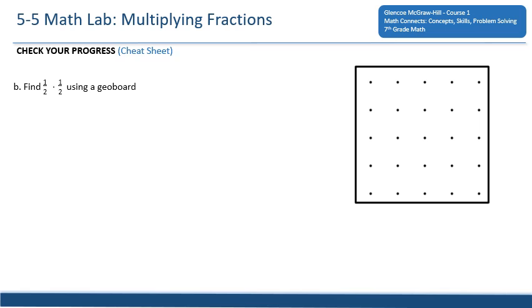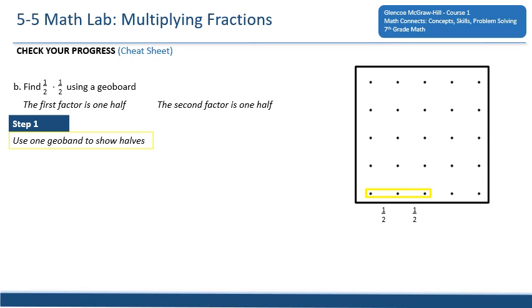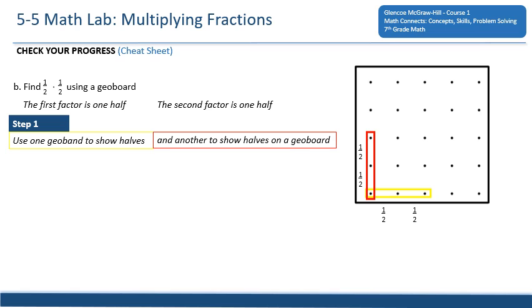Find 1/2 times 1/2 using a geoboard. The first factor is 1/2. The second factor is 1/2. Step 1, use one geoband to show halves. Notice there are 2 spaces; there are 3 pegs that the band goes around, but it encompasses 2 spaces. And then another to show halves. We're going to show 2 spaces going up. Each space is 1/2 of the total 2.